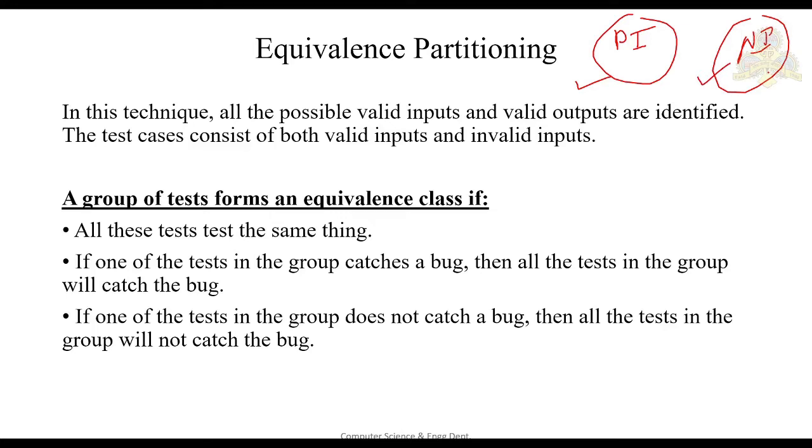We'll take another example, where you have a program that takes three numbers as input and checks whether the numbers you have entered form a triangle or not. Now here you have to find the equivalence classes. There are two possibilities here: a set of numbers that form a triangle will form one class, and a set of numbers that do not form a triangle will come into another class.